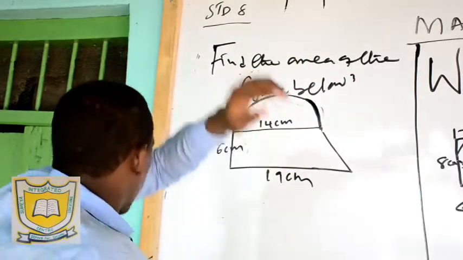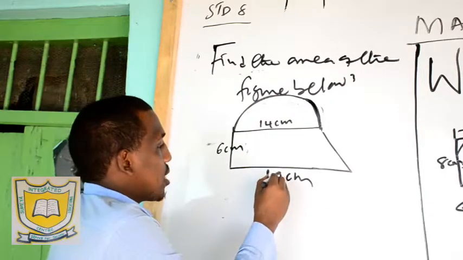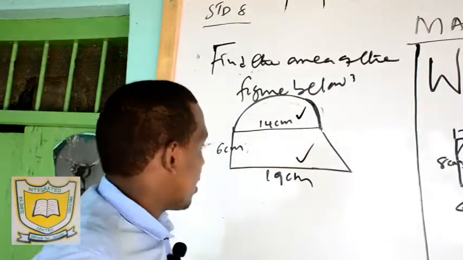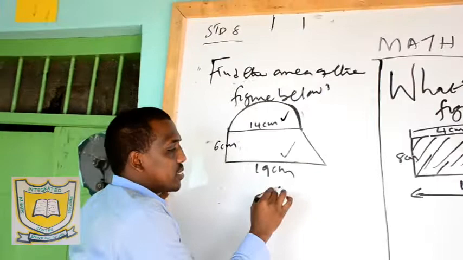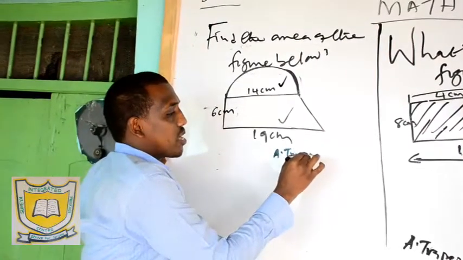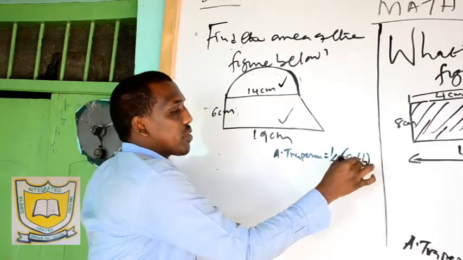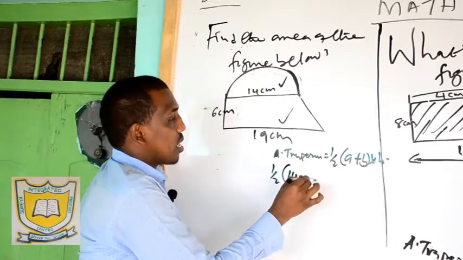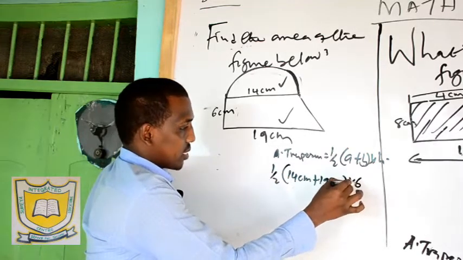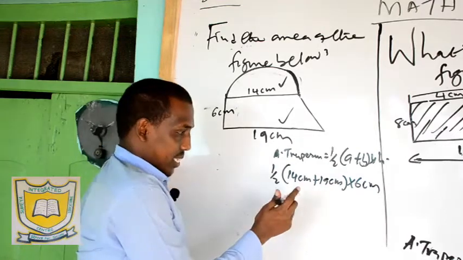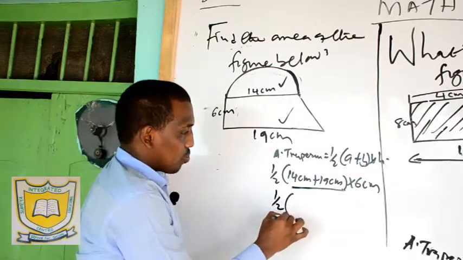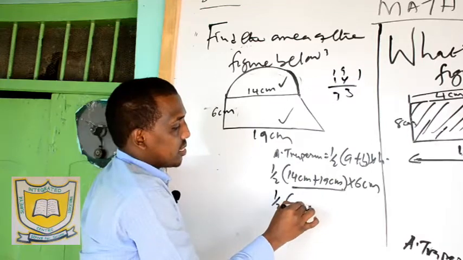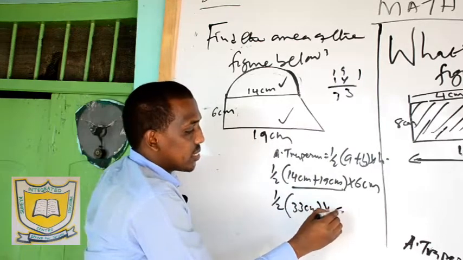So if I want to get the area of this figure, what I do, I will get the area of the trapezium and I will get the area of the semicircle, then you add. It's the same thing. So area of the trapezium, the formula is equal to a half into bracket A plus B bracket times height. So a half into bracket A, which is 14 centimeter, plus 19 centimeter, bracket times 6 centimeter. We add what is inside the bracket now. So a half into bracket 19 plus 14, 33 centimeter, times height, which is 6 centimeter.